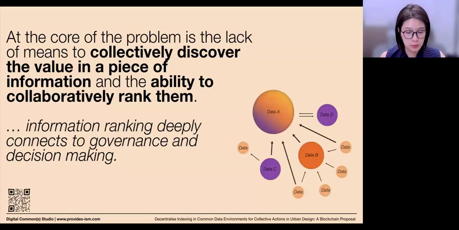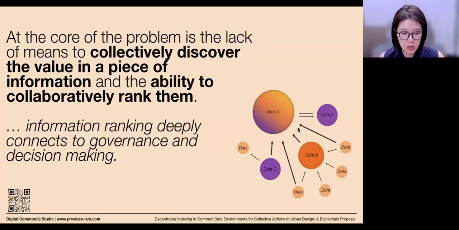At the core of the problem is the lack of means to collectively discover the value in a piece of information and the ability to collaboratively rank it. Imagine you are the architect for a building project. You have collected 10,000 pieces of citizen input and ideas, and you have to search through this data space for the most valuable piece of information that can help inform your decision. The first piece of information that comes up in the search would greatly influence how your decisions are made, but what determines which information comes first in the search?